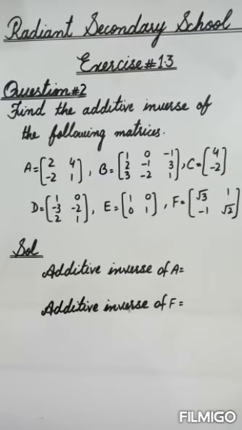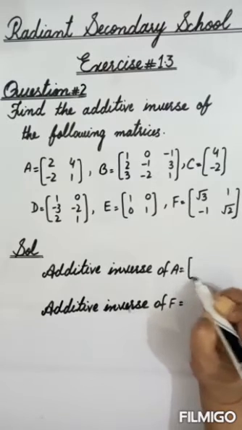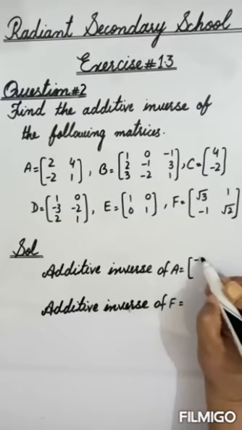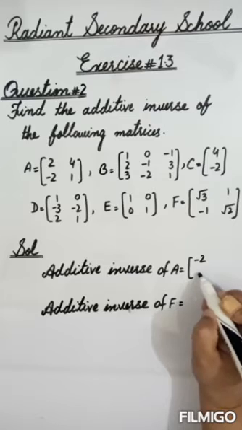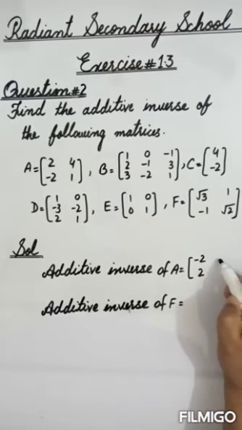Now we have question number 2. In this question we have to find out the additive inverse of the following matrices. Students, there is no difference between the additive inverse of a matrix and the negative of a matrix. Whenever we have to find the additive inverse or the negative of a matrix, we just have to change the sign of the given entries of the matrix. So the additive inverse of A is equal to, the first entry is plus 2, it goes to minus 2. Then minus goes to plus 2, plus 4 goes to minus 4 and plus 1 goes to minus 1.